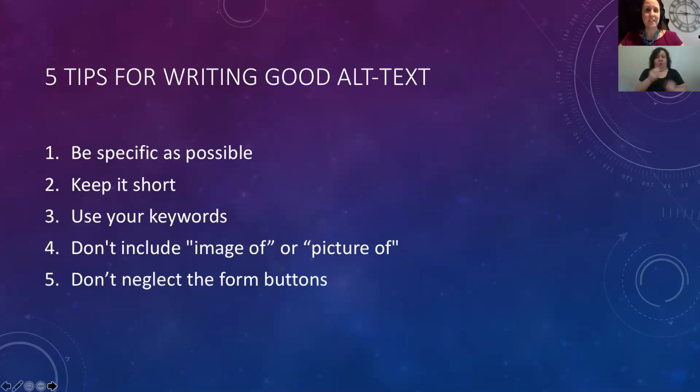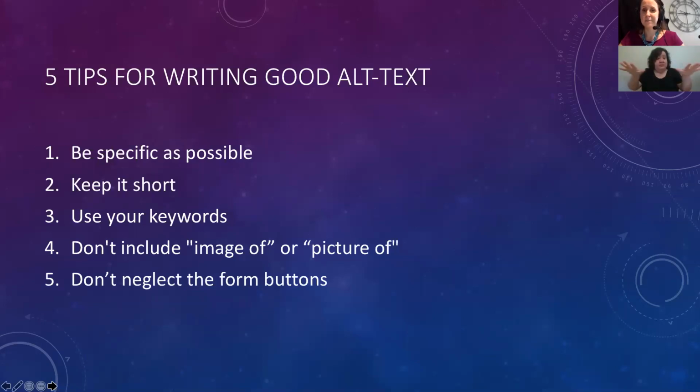These are the 5 tips for writing a good alt text. First, describe the image as specifically as possible. Second, keep it short. The most popular screen readers cut off alt text at around 125 characters, so it's advisable to keep it to about 125. Also, most social media platforms will cut off alt text around 100 characters, so keep that in mind.